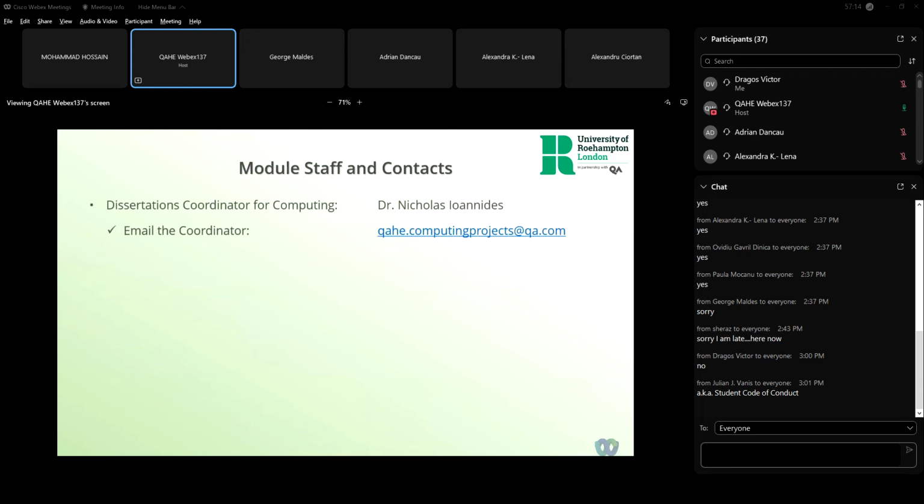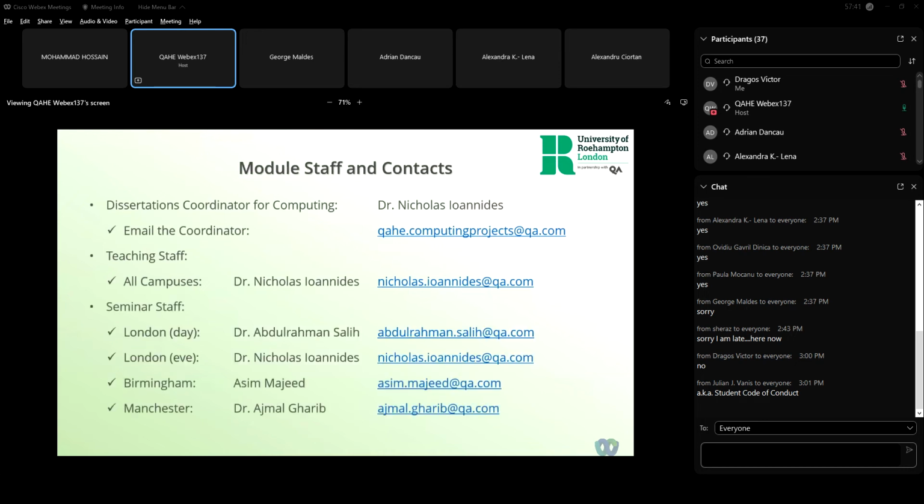Who is involved in this? Myself, I'm the coordinator for computing. When you want to email the coordinator, you use this email address here, qahe.computingprojects@qa.com, right? Teaching staff is me. And these are from last year, and I don't know if they will be involved. I presume Asim Majid will be doing the Birmingham seminar, and Ajmal Garib will be doing the Manchester seminars, but I am not sure, so please don't hold me to that.